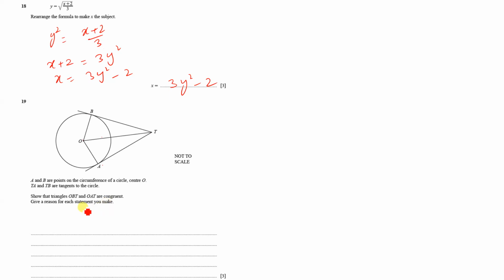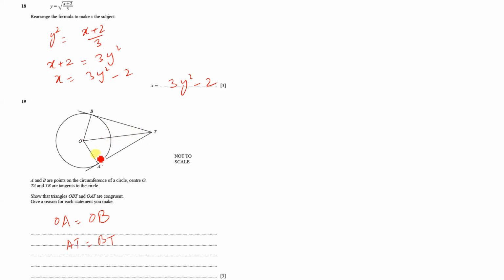So let's start with the fact that OA is equal to OB, because both are radii and both are equal. So first of all, OA equals OB. So we found a pair of sides equal in both triangles. Now we also know that AT is equal to BT because they are equal tangents. AT equals BT.